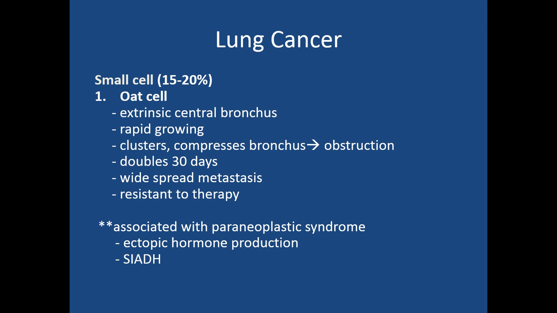And if you remember from the endocrine unit, this is a particular type of lung cancer that does often cause ectopic hormone production. So it's often ADH, and there are other hormones that it does produce, but we often see SIADH with OAT cell or small cell cancer.